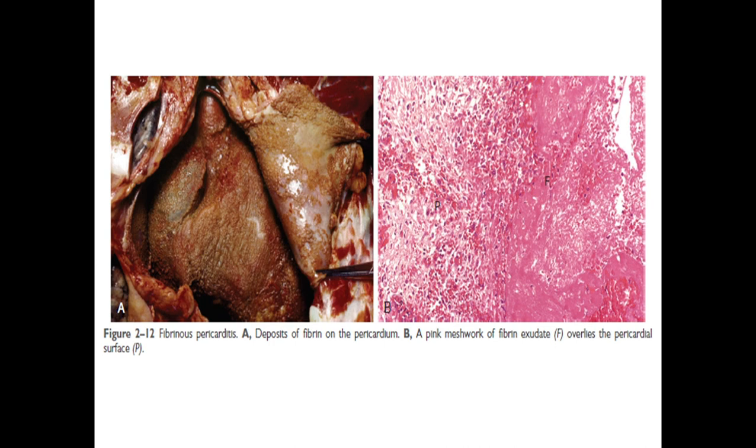And here on the right side is a histological section showing a pink meshwork of fibrin exudate. This is the area pointed by F, and it overlies the pericardial space, indicated by the letter P. Fibrin is a proteinaceous material, so it takes the red stain of eosin. Hematoxylin stains the nucleus blue, and eosin is the red stain that stains the proteinaceous material. Therefore, on the cross section the fibrin appears dark purple.